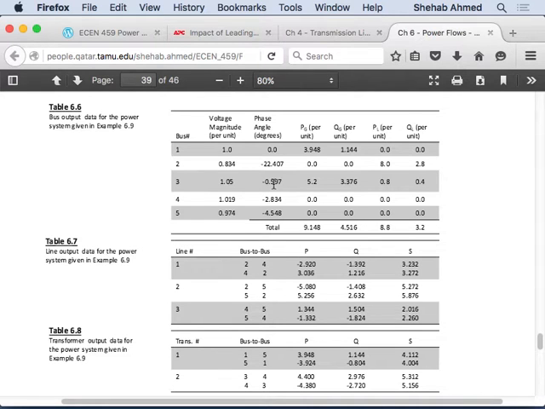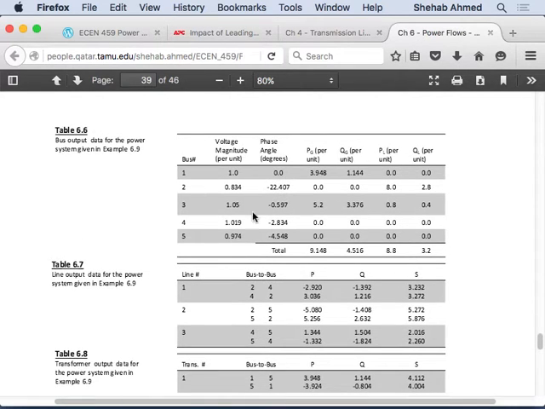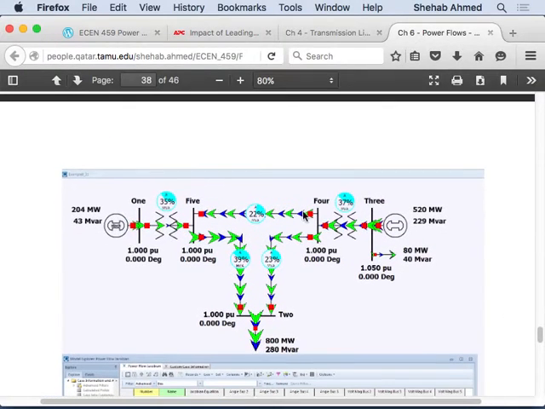So there is power flow from bus one to, let's say, bus five. There is power flow there, and there is power flowing from bus three to bus four. So you would expect some angle differences here. There will be some angle differences here, but there is no huge load at that specific bus.